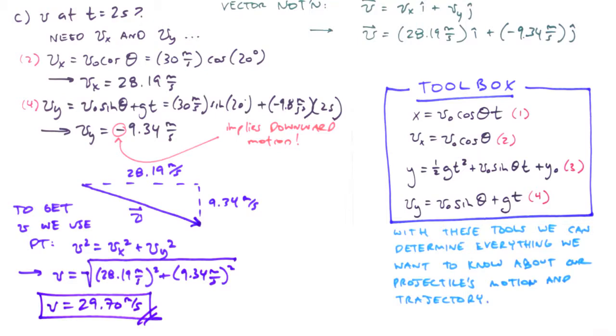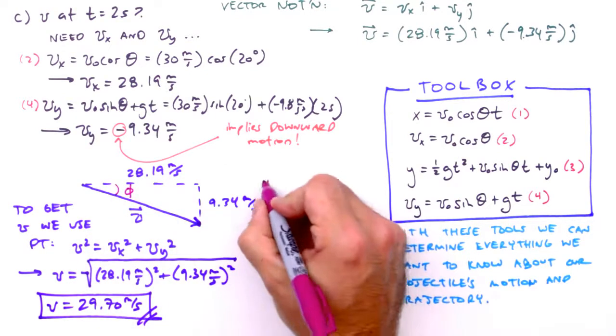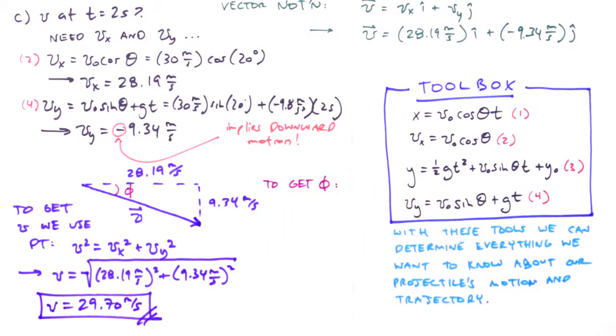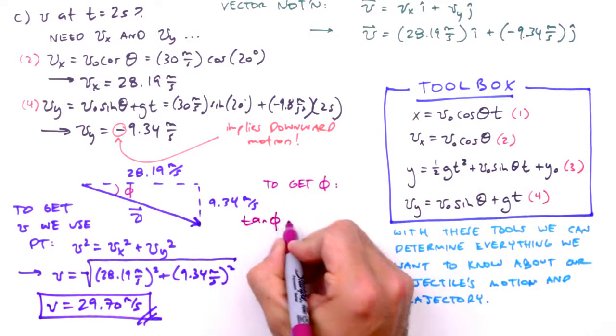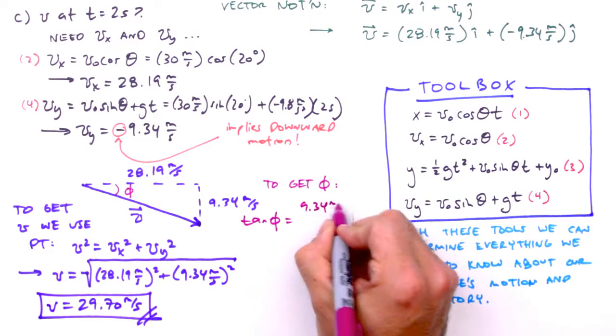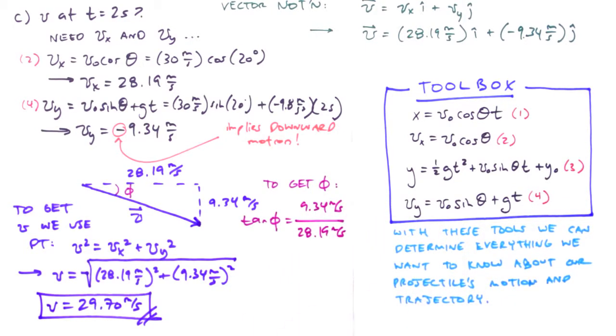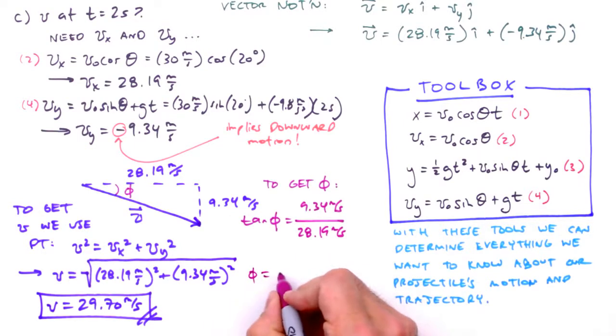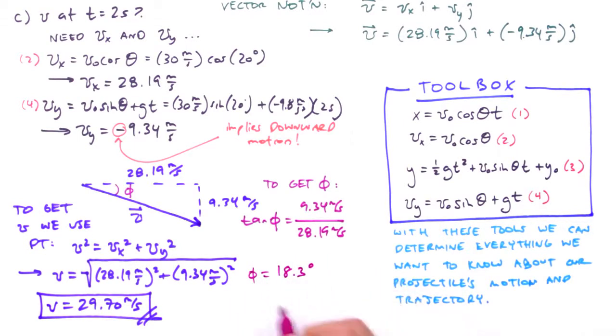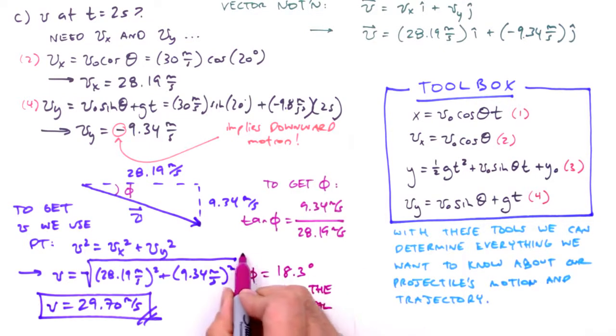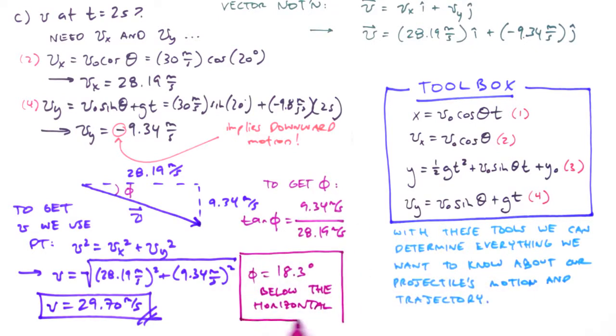Not yet. We still need the direction of its motion, that is to say the angle between the velocity vector and the horizontal. To get phi, we use trigonometry. So the tangent of phi equals opposite, 9.34 meters per second, over adjacent, 28.19 meters per second. Take an inverse tangent, and we get a value of 18.3 degrees for phi. So 2 seconds after launch, our projectile is moving at 29.70 meters per second at 18.3 degrees below the horizontal.